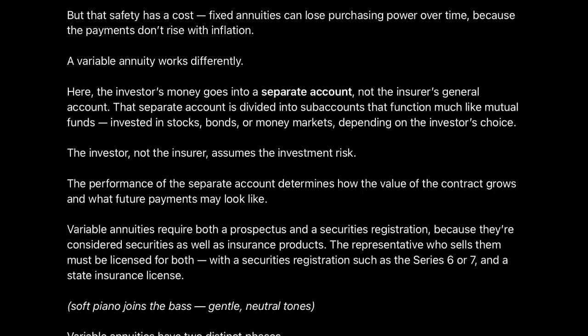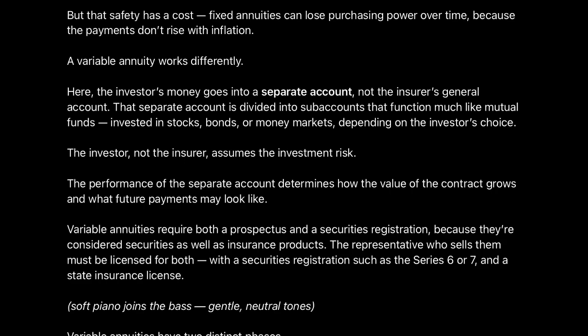A variable annuity works differently. Here, the investor's money goes into a separate account, not the insurer's general account. That separate account is divided into sub-accounts that function much like mutual funds, invested in stocks, bonds, or money markets, depending on the investor's choice. The investor, not the insurer, assumes the investment risk. The performance of the separate account determines how the value of the contract grows and what future payments may look like. Variable annuities require both a prospectus and a securities registration because they're considered securities as well as insurance products.